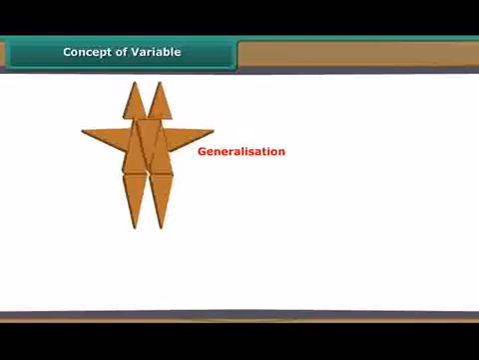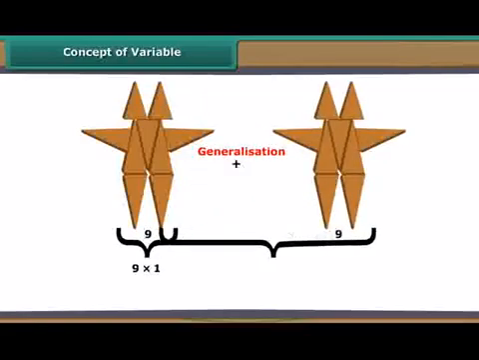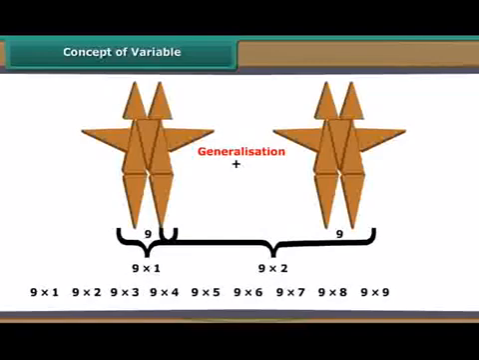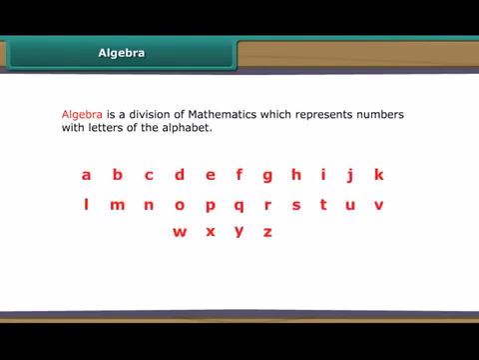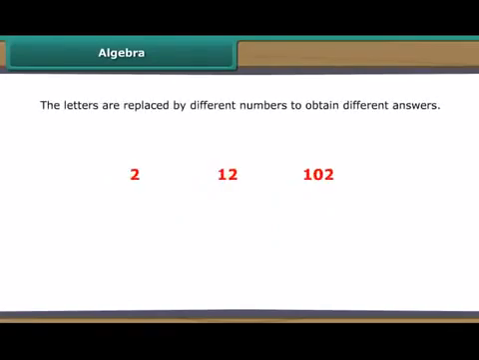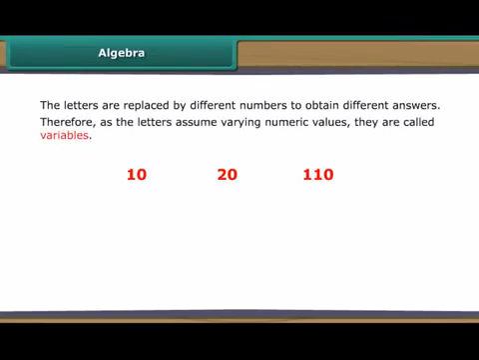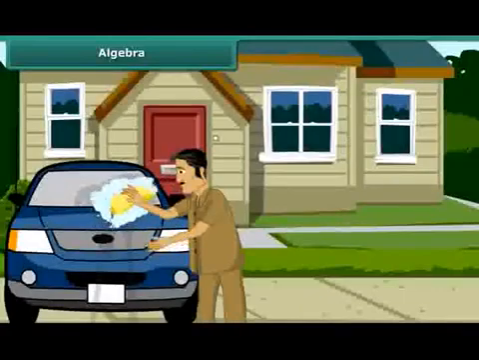The triangles Ananya uses in a single dancing figure are fixed. However, the total number of triangles used by her varies, depending upon the number of dancing figures she makes. We can, therefore, generalize by saying algebra. Algebra is a division of mathematics which represents numbers with letters of the alphabet. The letters are replaced by different numbers to obtain different answers. Therefore, as the letters assume varying numeric values, they are called variables. Let us look at some more real-life situations in which algebra is used.